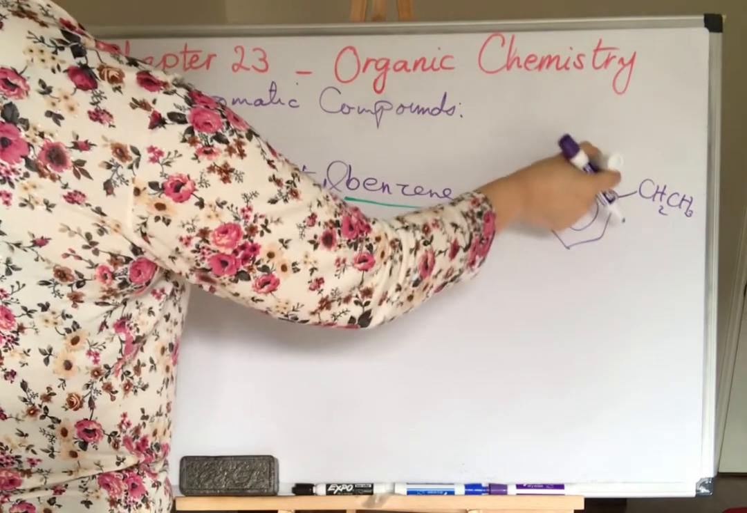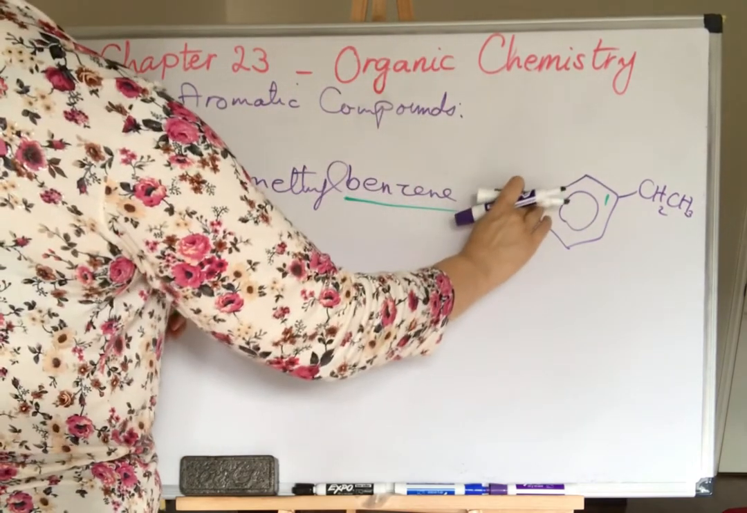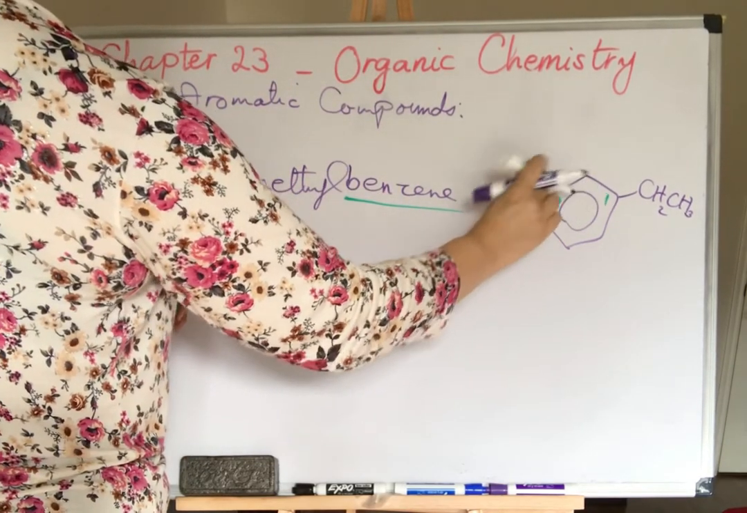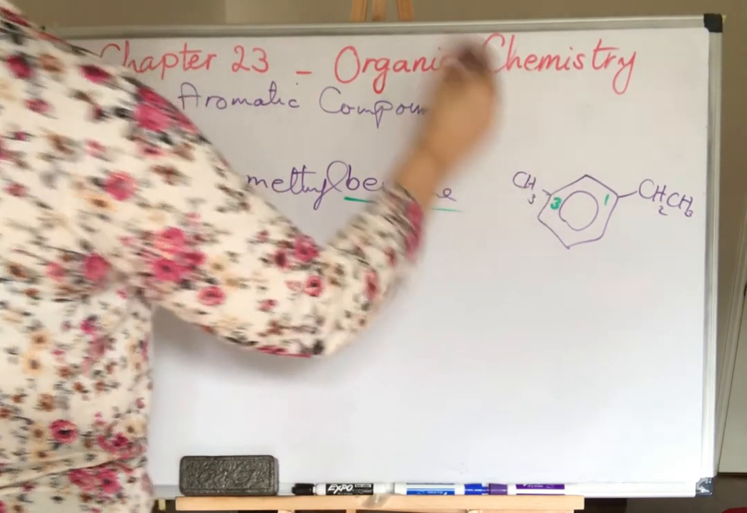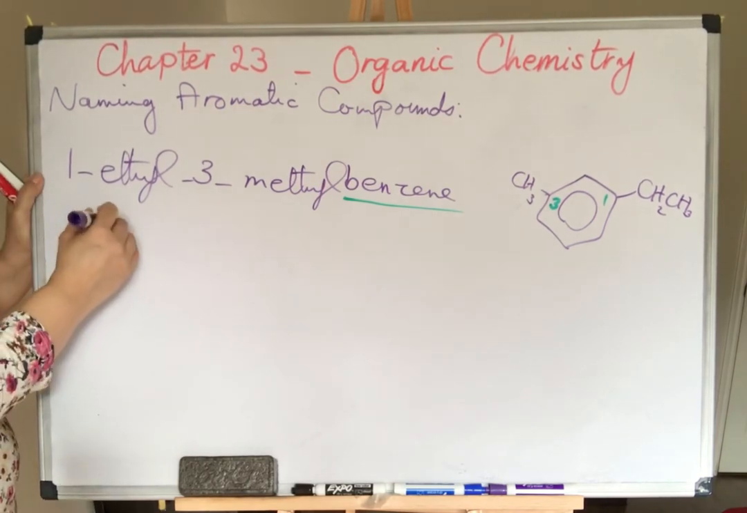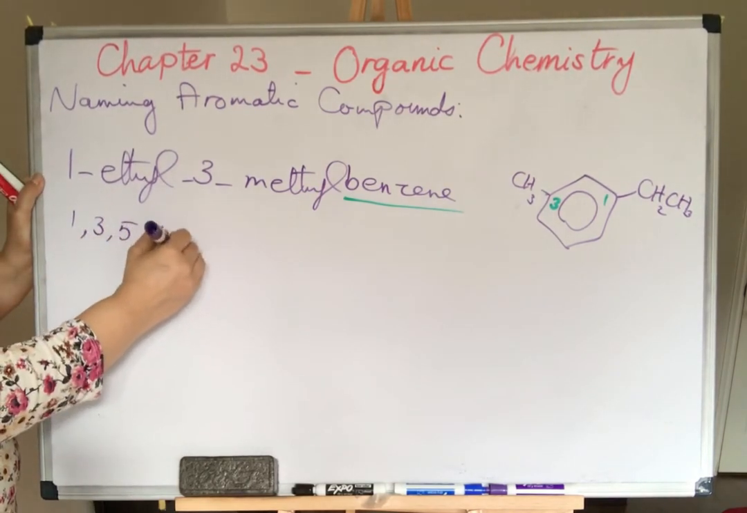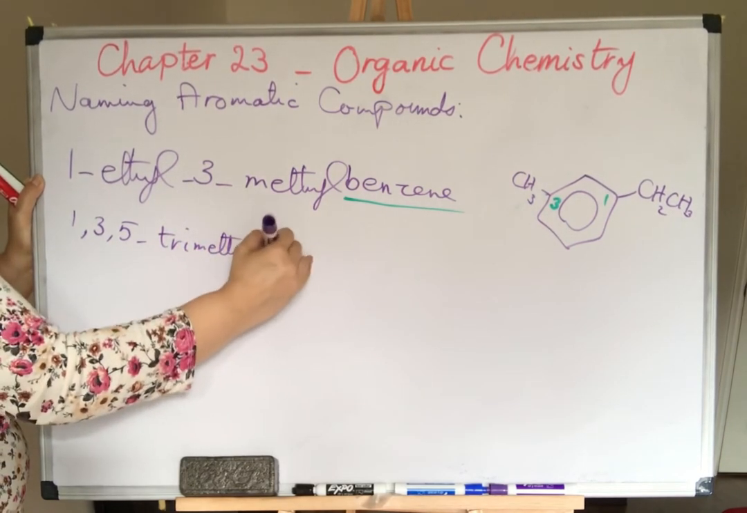on the third carbon. Where is the third carbon? Either here or here. Let's call it here. So on the third carbon you have a methyl group. So you call it CH3. Or let's say when you have 1 and 3 and 5 trimethyl benzene.